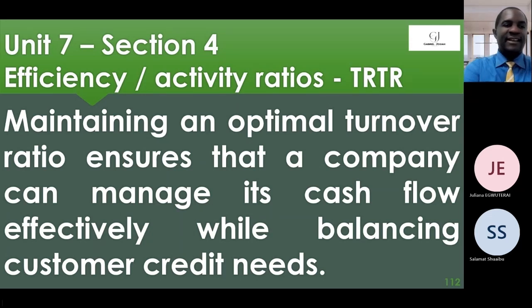Okay, so that will be the end of trade receivables turnover. And do we have any questions? Wow, 9 on the dot.